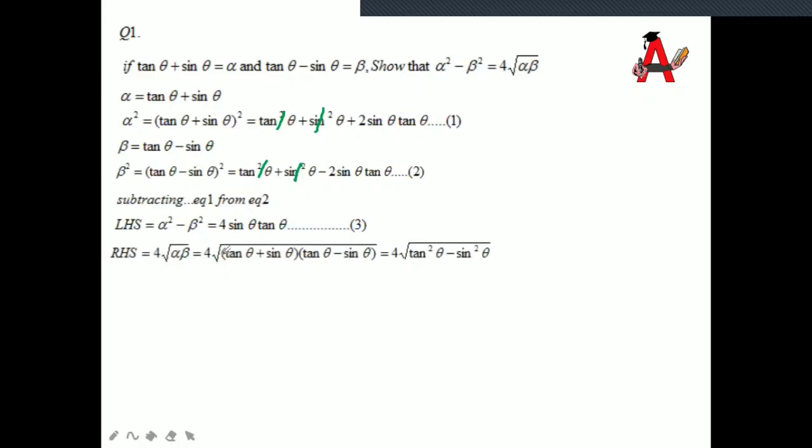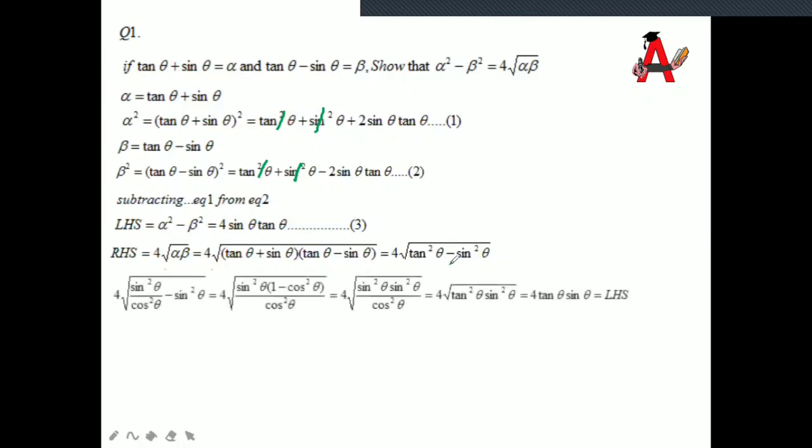We will put alpha and beta here. 4 square root of tan theta plus sin theta into tan theta minus sin theta will be equal to 4 square root of, this will become a plus b into a minus b as a square minus b square. This will become tan square theta minus sin square theta. Now this can further be written as sin square theta upon cos square theta minus sin square theta, which is 4 square root of sin square theta into 1 minus cos square theta upon cos square theta, because we are taking the LCM. 1 minus cos square theta can also be written as sin square theta. This will become 4 square root of tan square theta sin square theta, which can be written as 4 tan theta sin theta, which is what we have got in equation number 3, and hence proved.